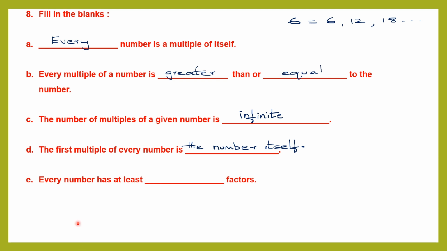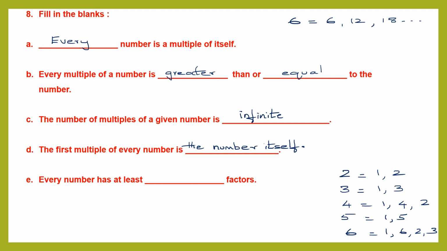Next one, every number has at least dash factors. So let's write down the factors of some numbers. So look at 2. The factors of 2 are 1 2s are 2. Look at 3. The factors of 3 are 1 3s are 3. 4. 1 4s are 4. 2 2s are 4. Look at 5. 1 5s are 5. 6. 1 6s are 6. 2 3s are 6.